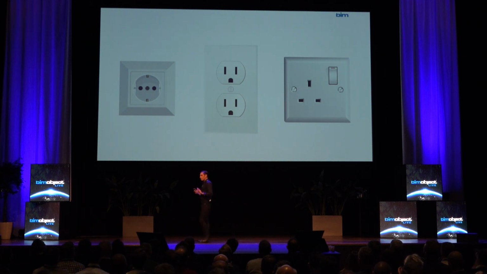Now, we don't really think about the way that this electrical socket actually provides a service for us. And that service is electricity. And it's exactly the same way that we're doing with the BIMobject API. We're providing a service for you.